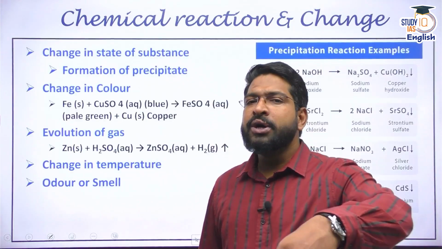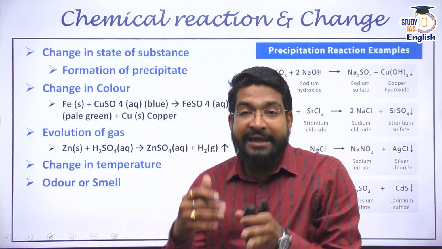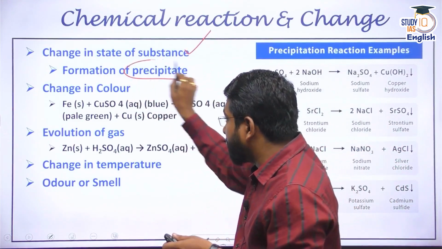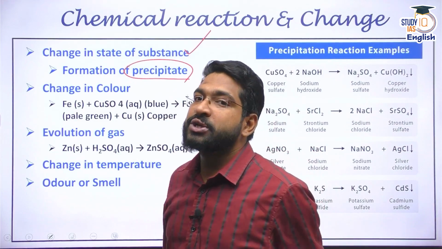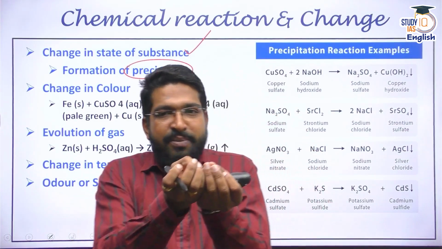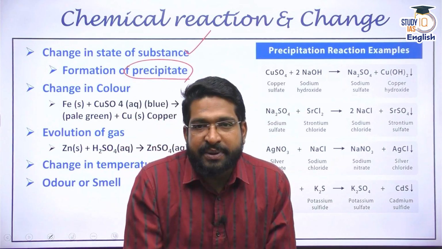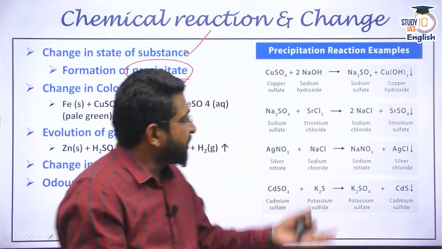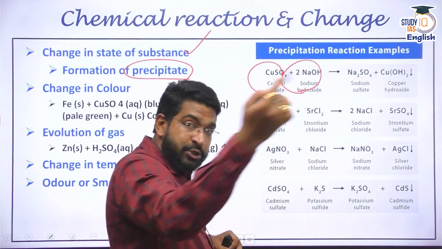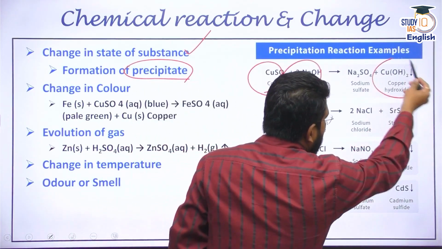So as I told you, chemical reactions lead to either change in state of substance, say precipitation might occur. There are many examples of precipitation in your chemistry labs. You must have seen. Add two chemicals, one of them forms a compound and precipitates after undergoing reaction. For example, copper sulfate, when mixed with sodium hydroxide, leads to precipitation of copper hydroxide.